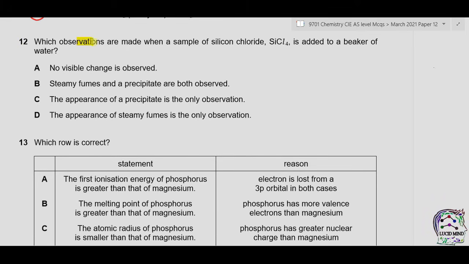Question 12. Which observations are made when a sample of silicon chloride is added to a beaker of water? The chemical reaction is this. We have silicon tetrachloride. When it is added to water, it forms silicon dioxide along with fumes of HCl gas. Silicon dioxide is a white precipitate as it is insoluble in water. HCl is in the form of white fumes.